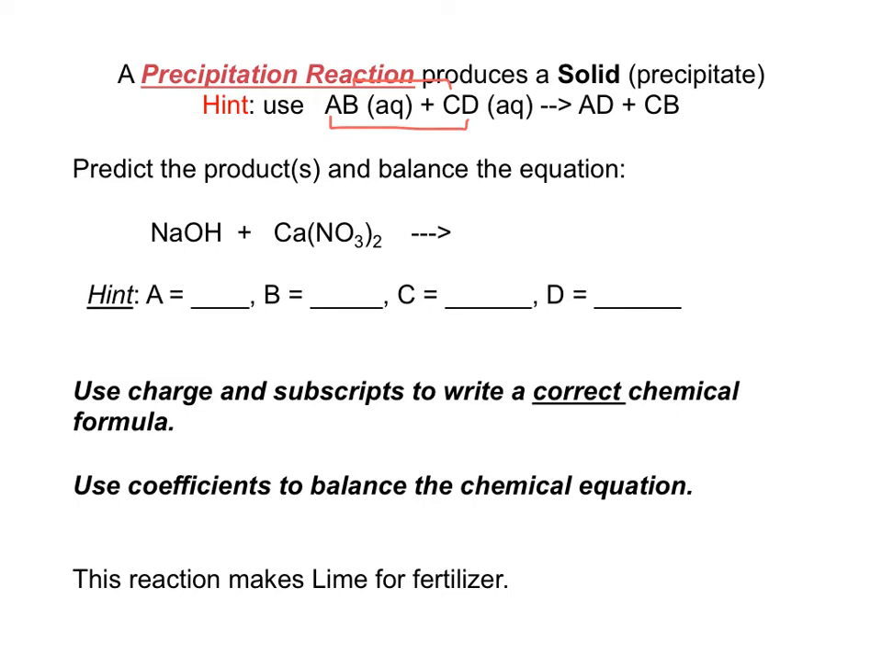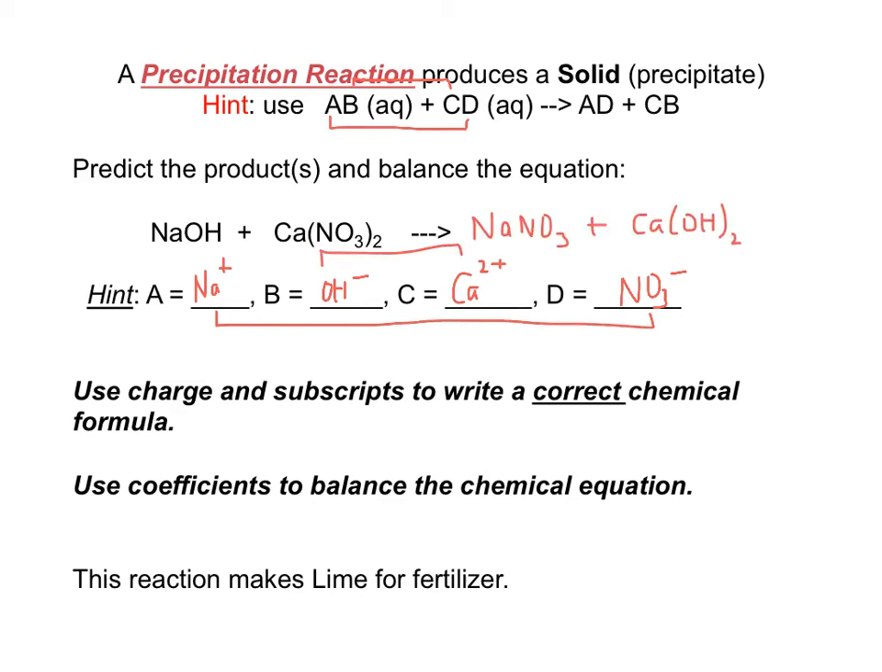So in this reaction, A is... Stop the video and fill in the other blanks. And the answers are... Refer to a table of common ions to help you with the charges. So A combines with D to form, and C combines with B to form. Note calcium has a +2 charge, hydroxide has a -1 charge. That's why we need 2 hydroxides for every 1 calcium. Now that we have the correct chemical formulas, then we can use coefficients to balance the chemical equation.